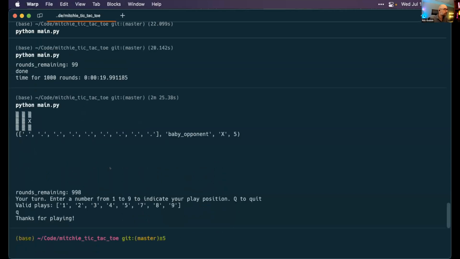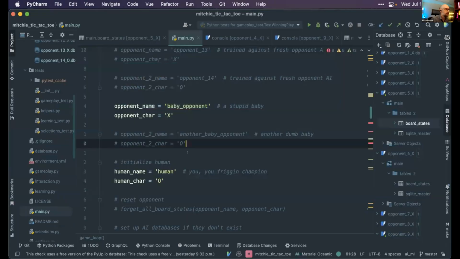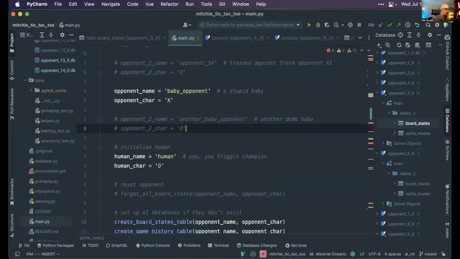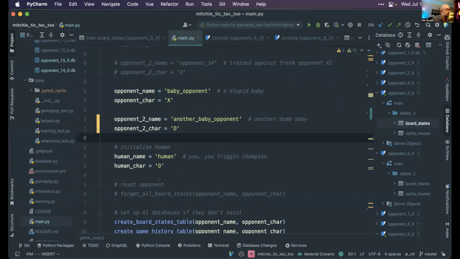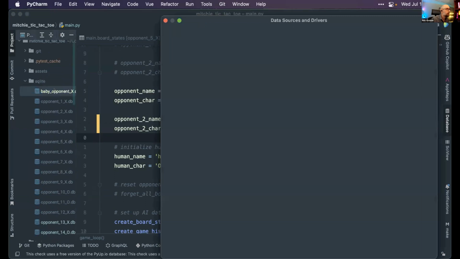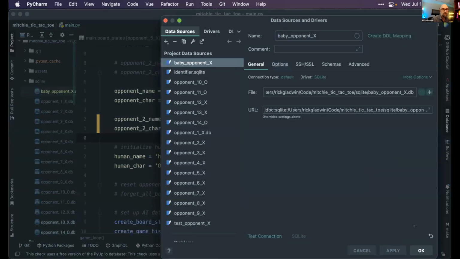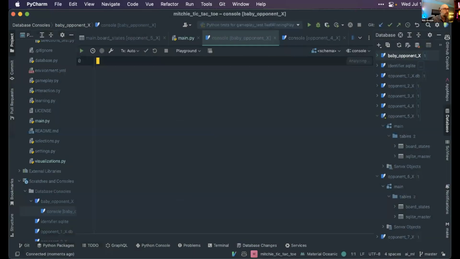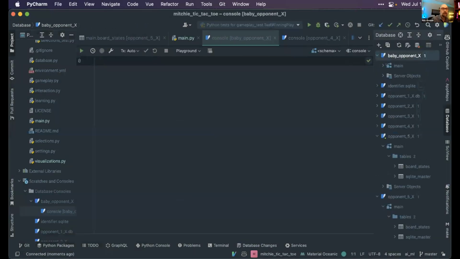Actually, quit it for now. But I don't know if you could see, it was playing essentially randomly while I was playing. So let's go over here. I'm just going to let this stupid baby play against another stupid baby. Actually, just before we do that, let's go look at the baby opponent. Let's go look at our sweet baby boy.